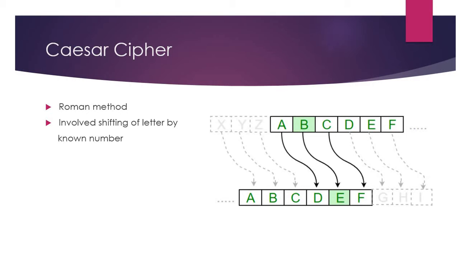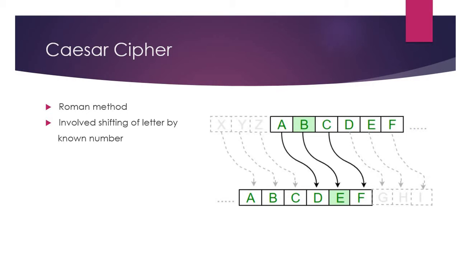Now coming back to Caesar cipher, as I said, it was a Roman method of encryption, and it is a very simple way wherein the letters of the alphabet were shifted by some known number of positions. This number of positions through which a letter would be shifted was known both to the sender of the message as well as to the person who is receiving the message.